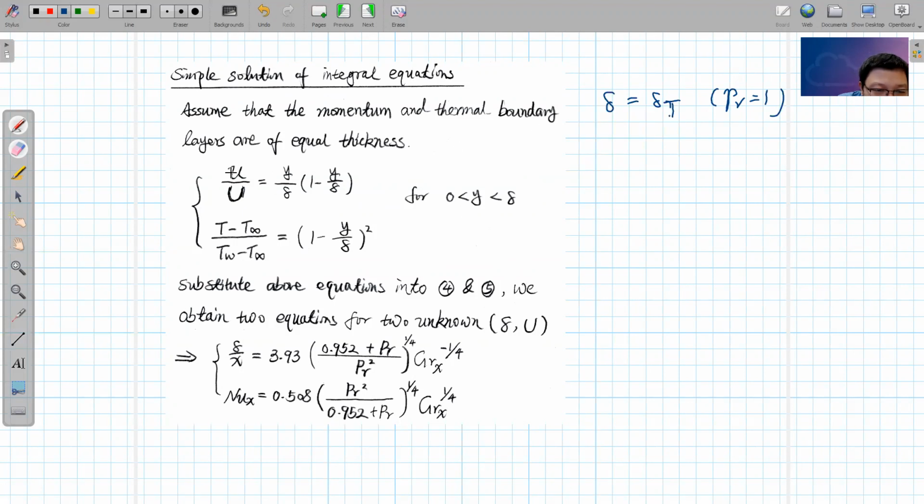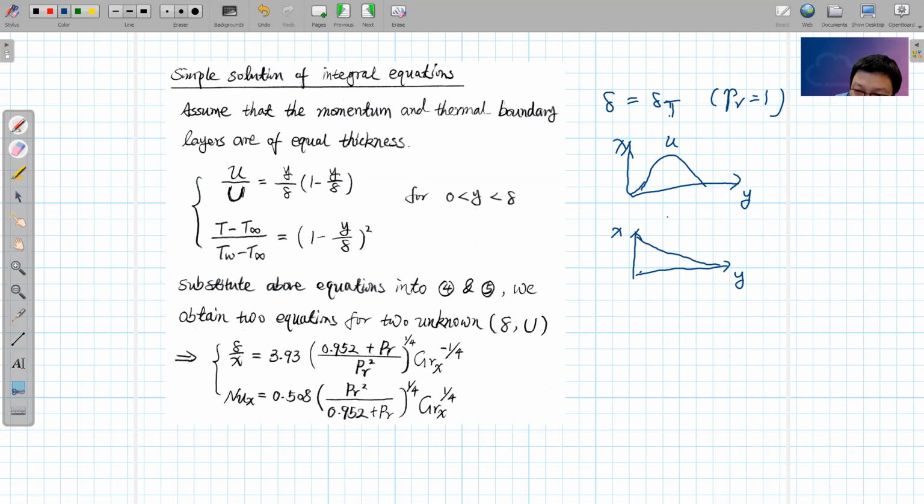And for the u profile, we can assume that u over big U has this profile, y over delta times one minus y over delta. So the profile will look something like this, and you have a peak in the middle somewhere for the u velocity. If this is the y direction and this is x, the u profile will be something like this. And for the temperature profile, we assume T minus T infinity divided by T1 minus T infinity. The temperature profile in y will be something like this, dropping like this.